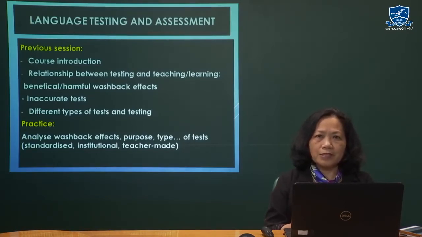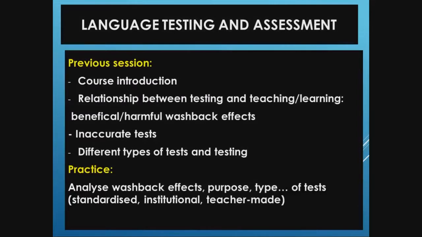So in today's lesson, we will look at validity and reliability, which are the two important qualities of a test. Last time we talked about accuracy of a test. So in order to have accurate results of a test, the test must be valid and reliable. So in other words, validity and reliability are the two very important features of a good test.